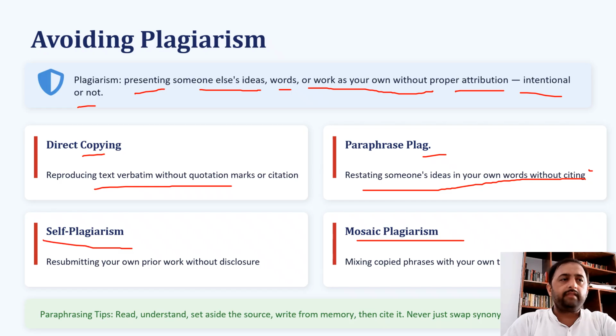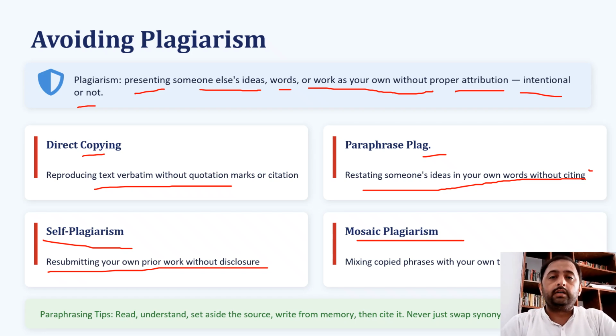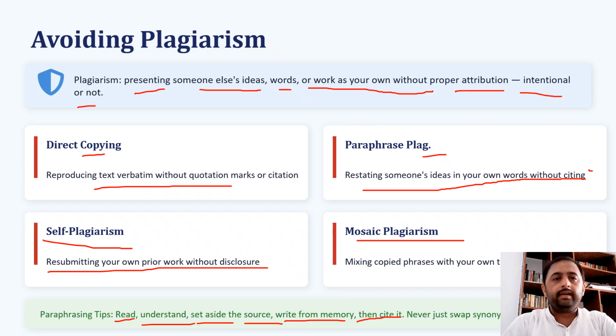And self-plagiarism, resubmitting your own prior work without disclosure, is also a kind of plagiarism because it's already on the sites of your universities. So for paraphrasing, the tip is to read, understand, set aside the sources, and write from memory the core idea you got from them. Then cite it, and never just swap synonyms.